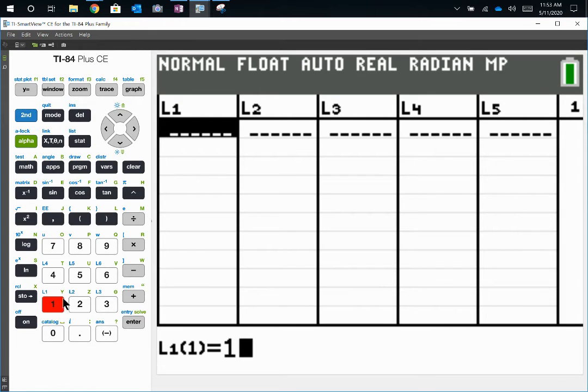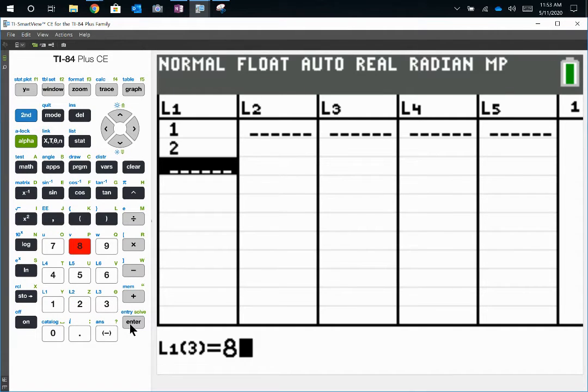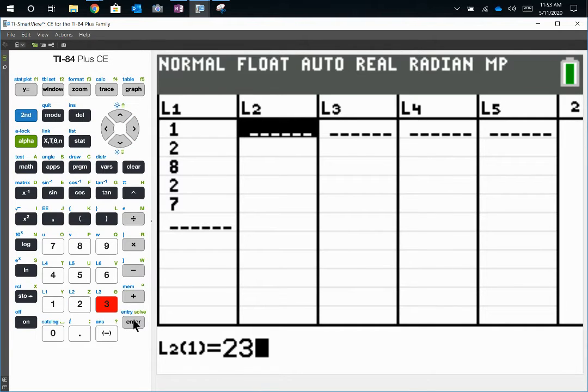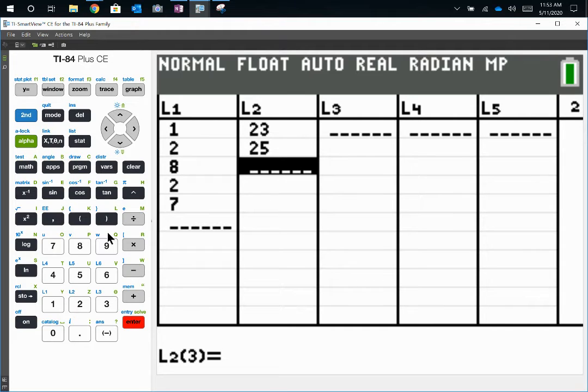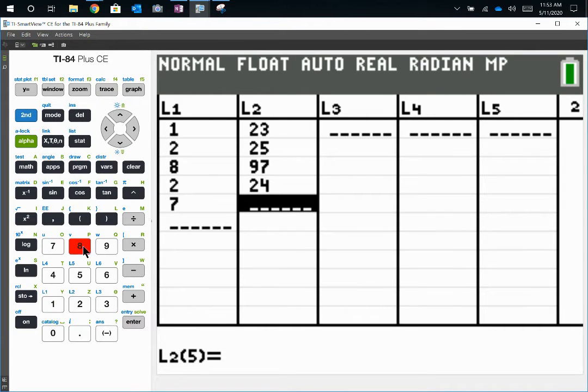People, 1, 2, 8, 2, 7. And then on the next column, I'm going to put in the weight of trash, 23, 25, 97, 24, and 85.